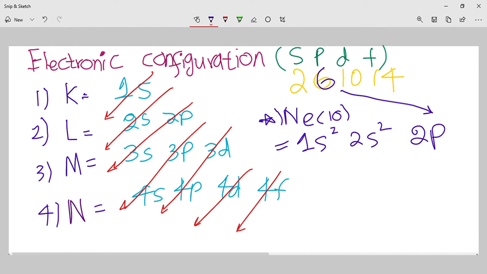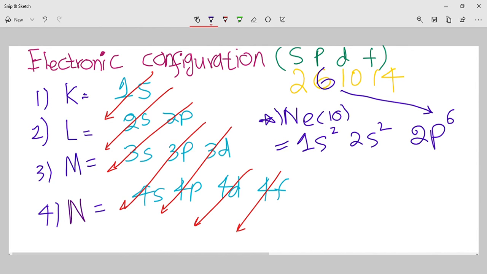Now we don't know how many electrons will come here, so we will do a calculation. The atomic number of neon is 10. We have 2 electrons on 1s2 and 2 on 2s2. Now 2 plus 2 is 4. Now 10 minus 4 is 6. So we have come to know that the number of electrons on 2p will be 6, and 6 is also the maximum number of electrons it can hold.